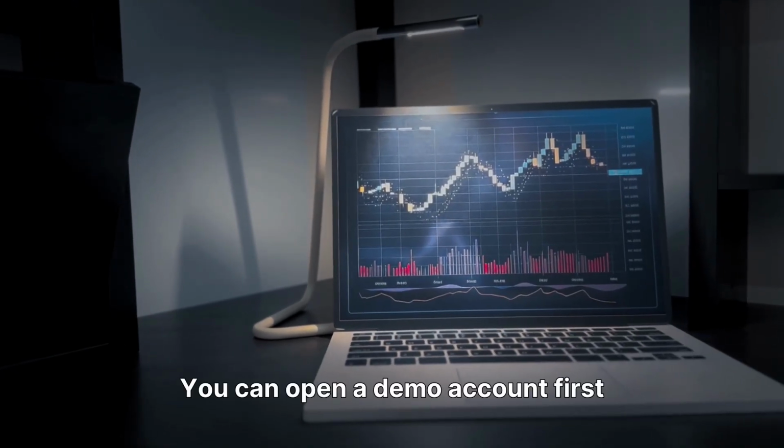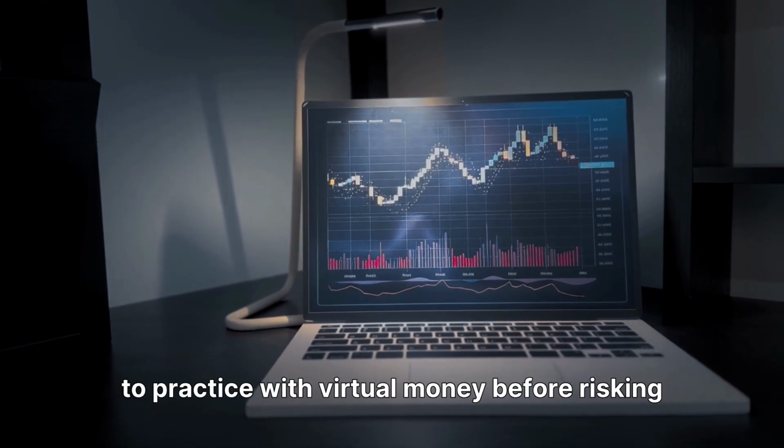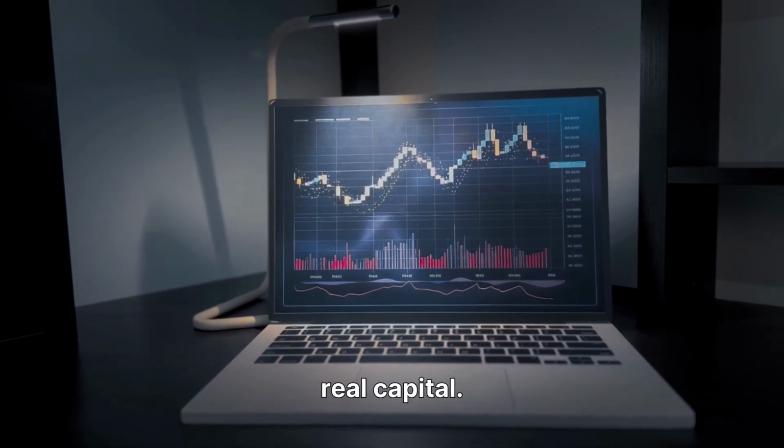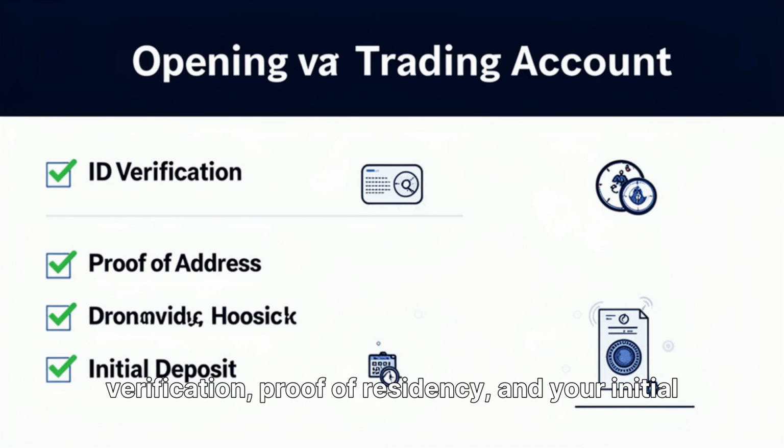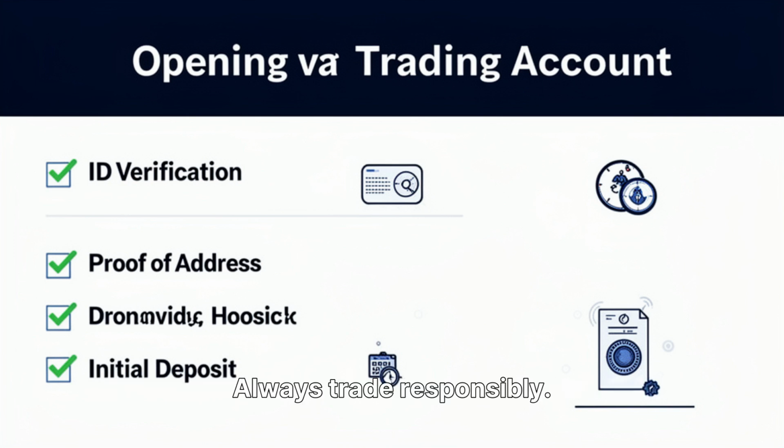You can open a demo account first to practice with virtual money before risking real capital. Opening a live account requires standard identity verification, proof of residency, and your initial trading funds. Always trade responsibly.